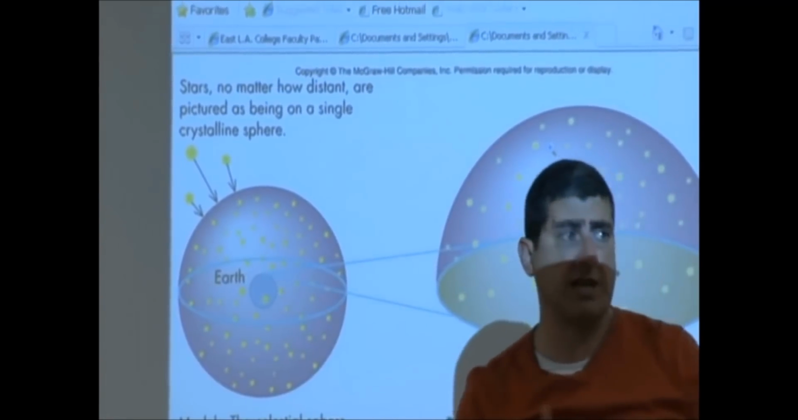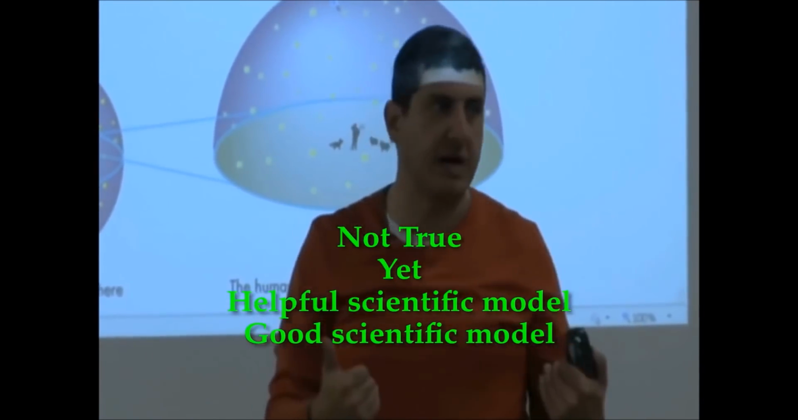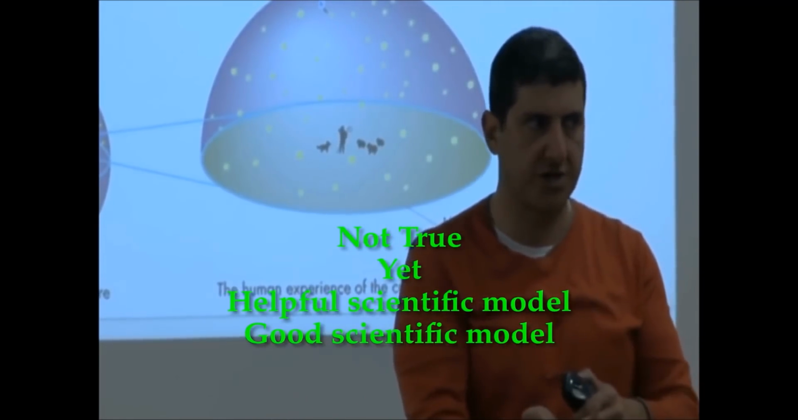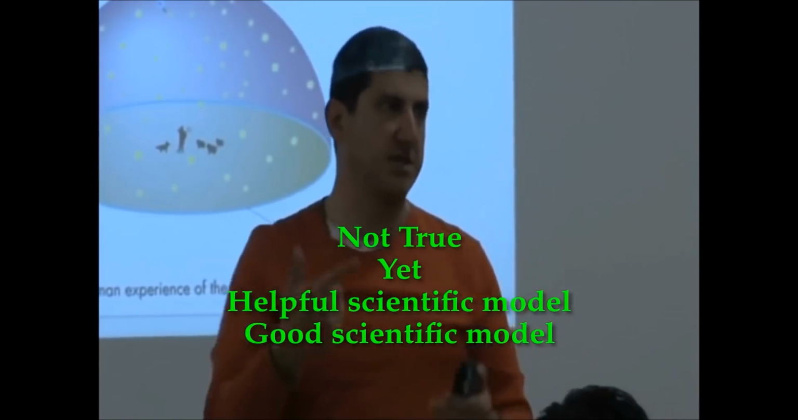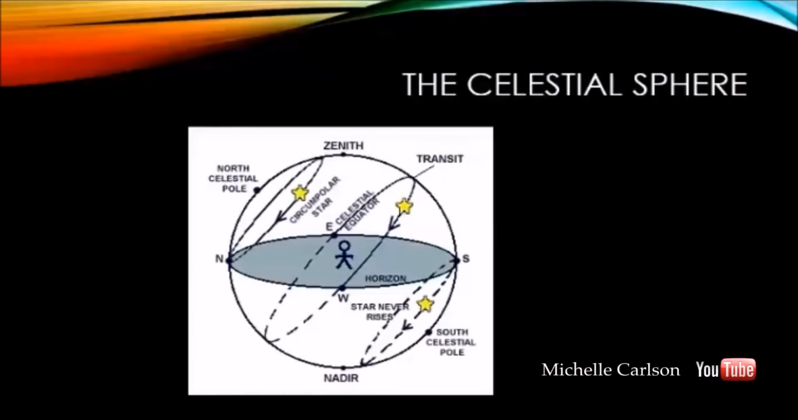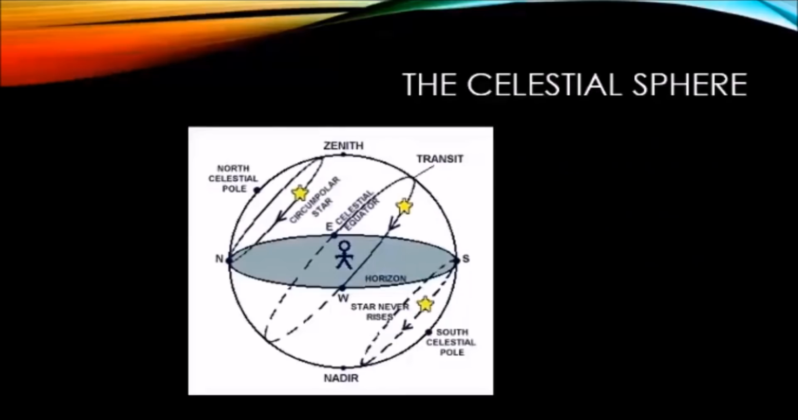So even though the concept of a crystal sphere is not true, as a scientific model, it's still a helpful model to write down where stars are in the sky and how they travel in the sky. So it's a good scientific model. This model explained why all the celestial objects moved in the same direction at the same speed. It also explained why the stars remained in fixed positions relative to one another. The Earth-centered or geocentric model of the universe was used successfully for thousands of years to explain most of the observations of celestial objects.